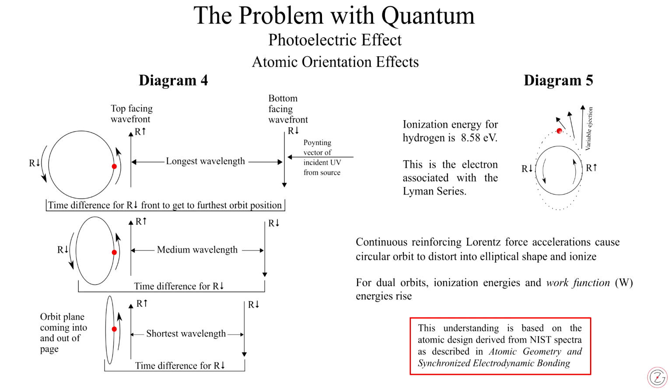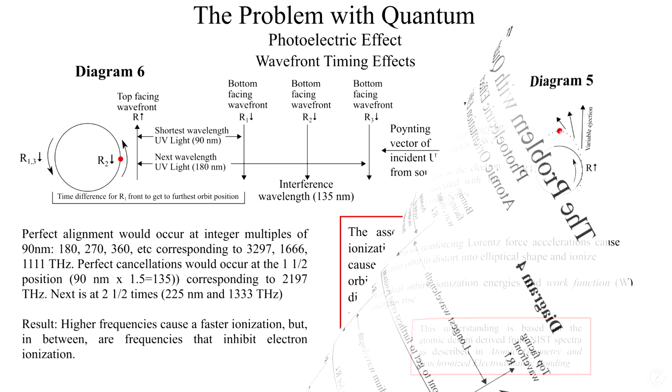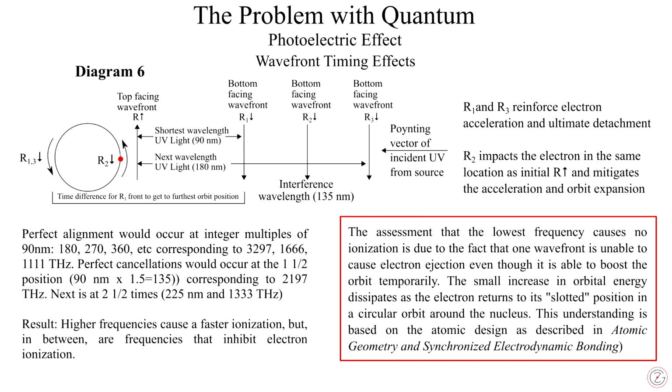This slide shows 3 different orientations of atoms in a solid. A different frequency is required to accelerate an orbiting electron on both sides of its orbit, leading to elliptical alteration and ultimate ionization. Some frequencies excite the electron by reinforcing the Lorentz force acceleration, ultimately leading to ejection. Other frequencies work against each other, alternately accelerating and decelerating an electron, preventing ejection.